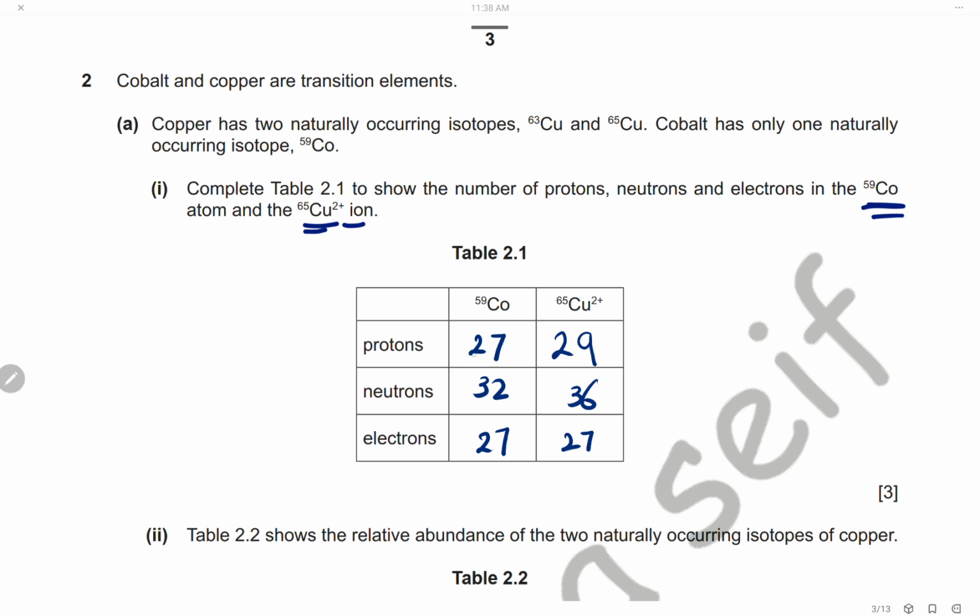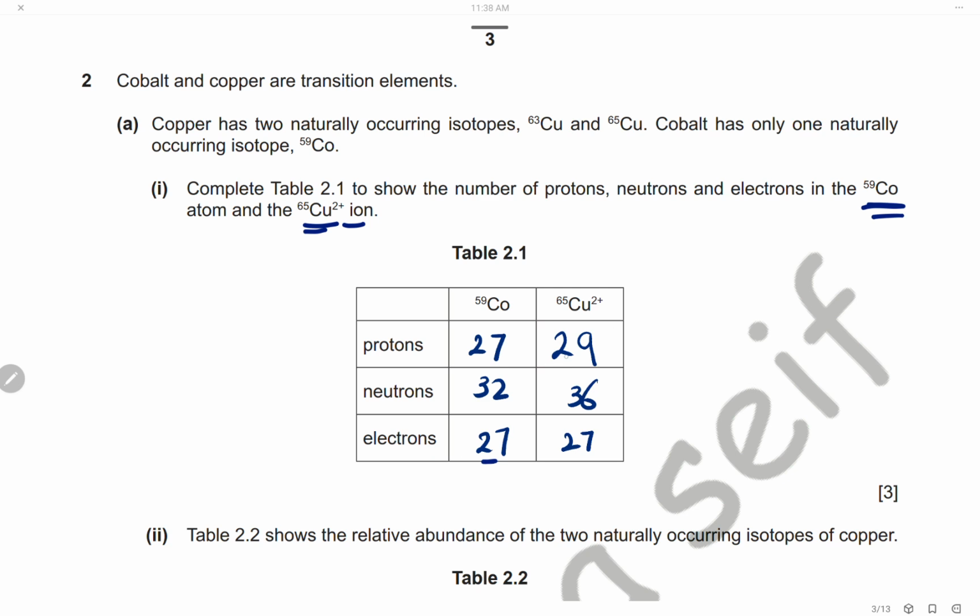For cobalt, from the periodic table, the proton number is 27. Then to get the neutrons, we will subtract 59 minus 27, it's 32. Because it's an atom, the number of protons equals the number of electrons, so it will also be 27.